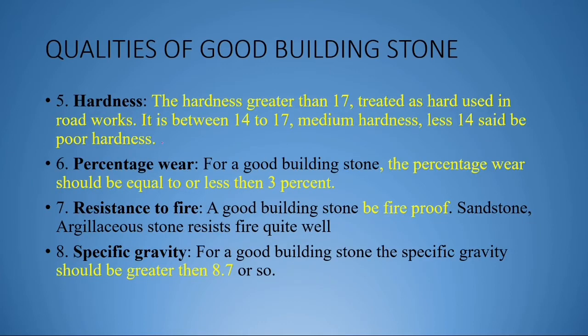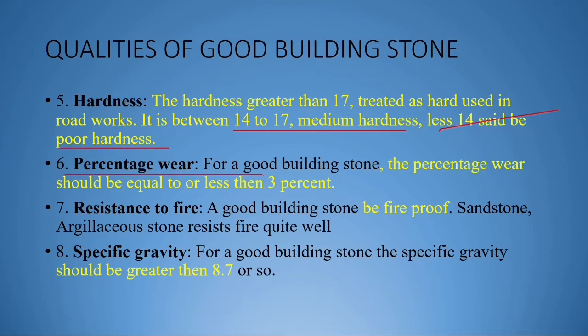Next one, hardness. This is important. You have to learn the values by heart. A hardness greater than 17 is treated as hard, and such stone is used in roadworks. If the hardness is between 14 and 17, it is known as medium hardness. Less than 14, it is known as poor hardness.